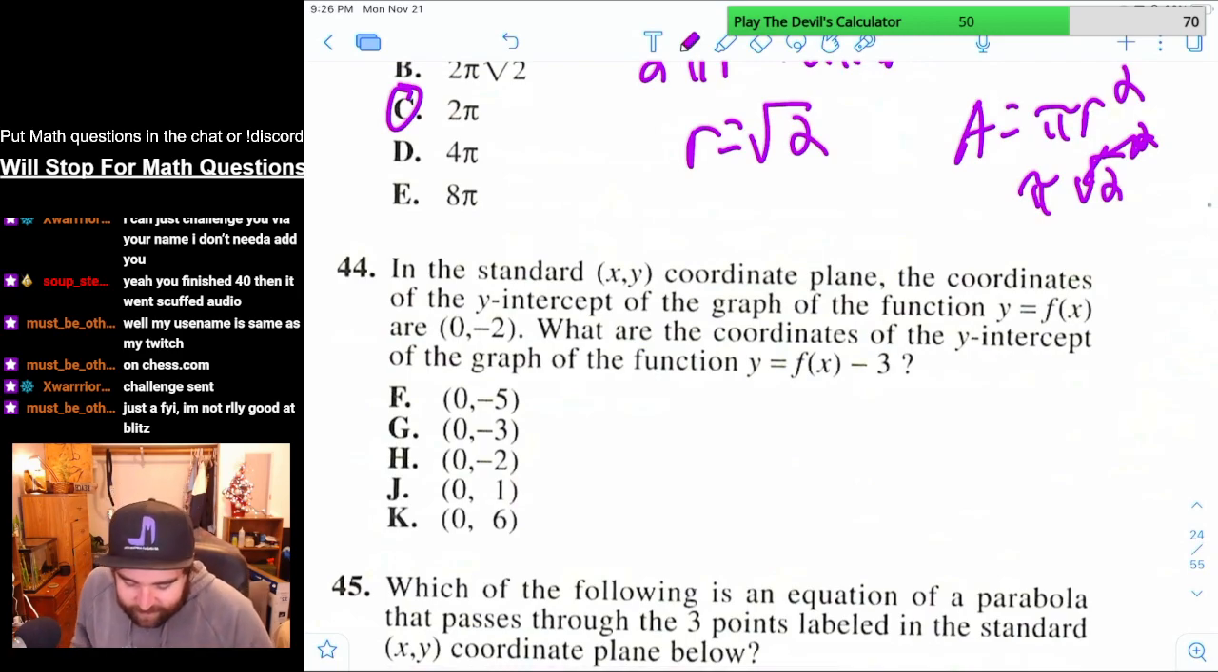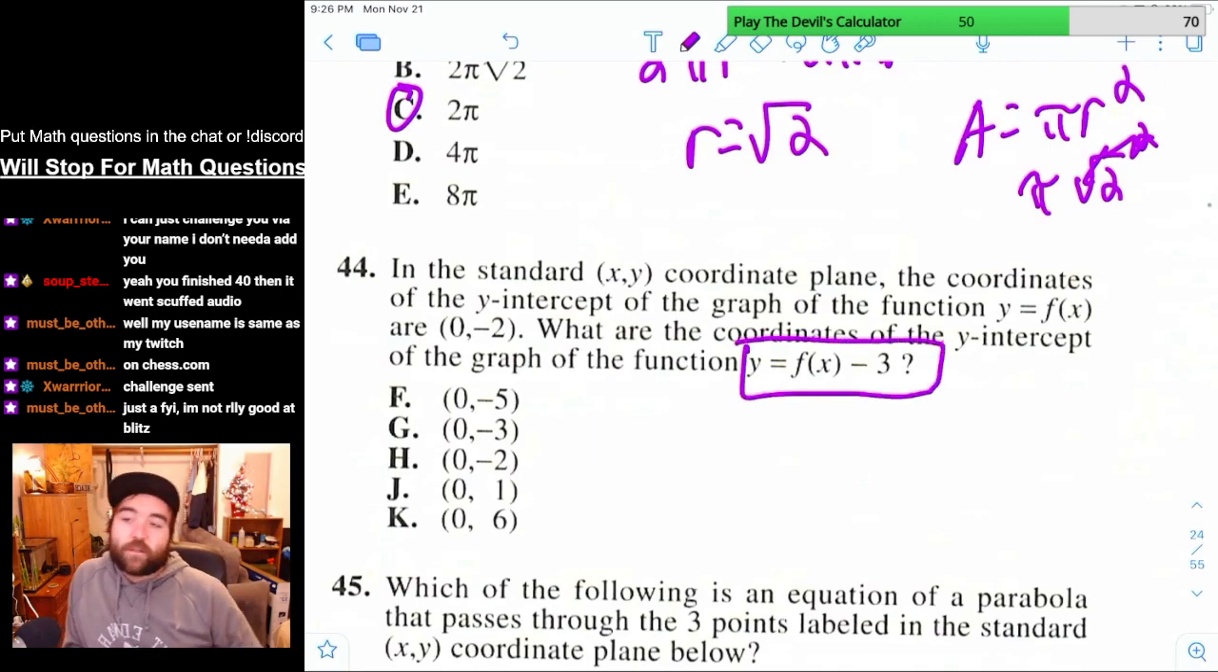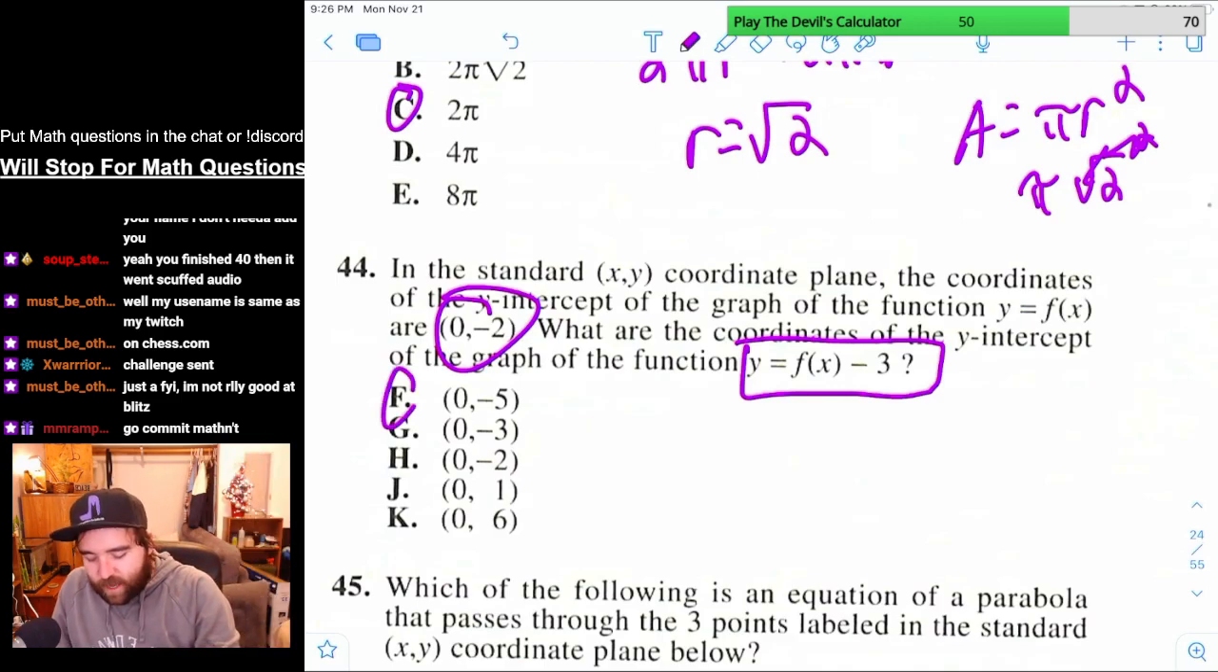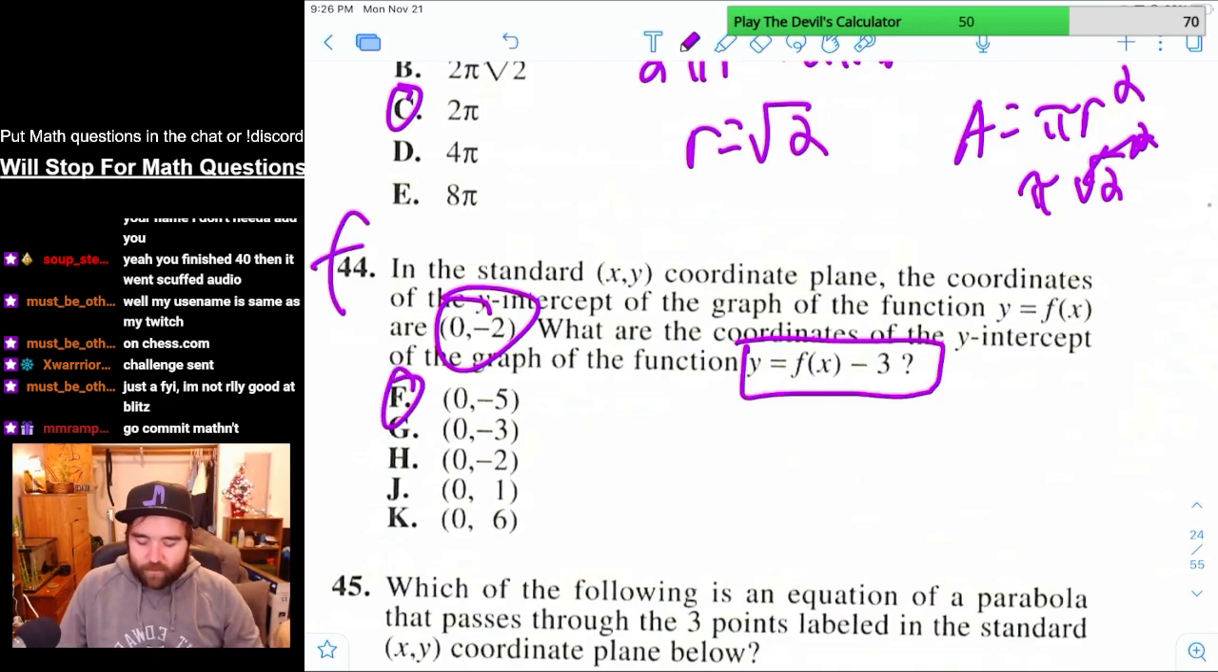Next, in the standard xy coordinate plane, the coordinates of the y-intercept of the graph of the function y equals f of x are x equals 0 and -2. What are the coordinates of the y-intercept of the graph of the function f of x minus 3? So this is transformations, one of my least favorite topics to teach. But the idea of transformations is that minus 3, what does it do? It just moves everything down 3. So if your y-intercept was here at 0, -2, you're going to subtract 3. It's going to go down 3, and so now it's going to be at -5.